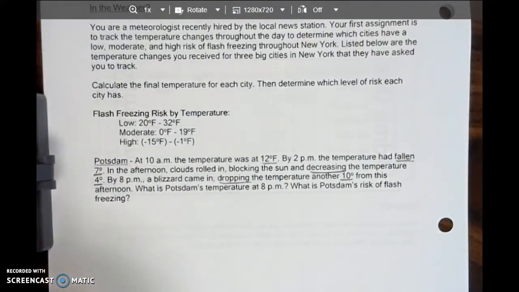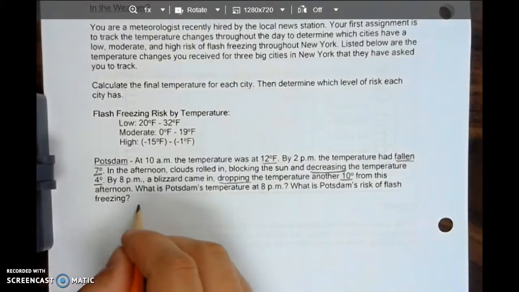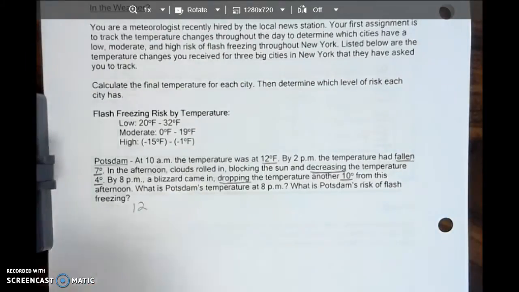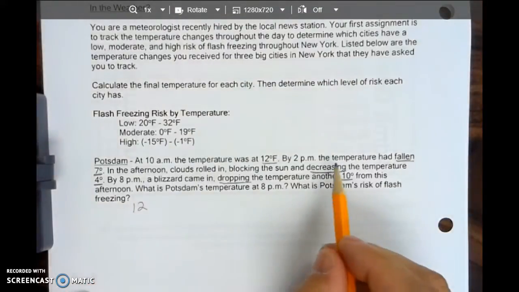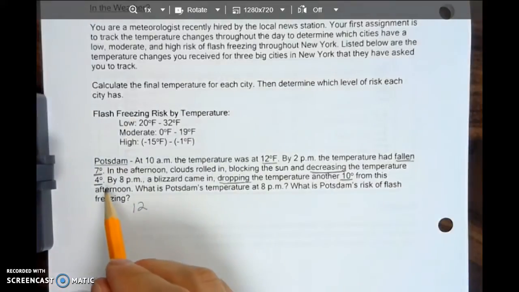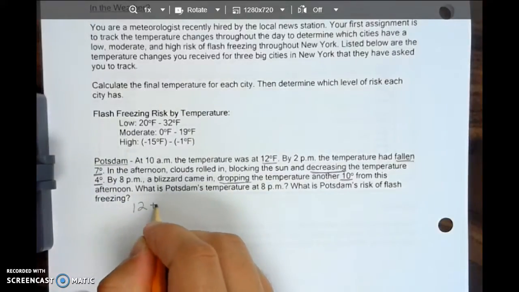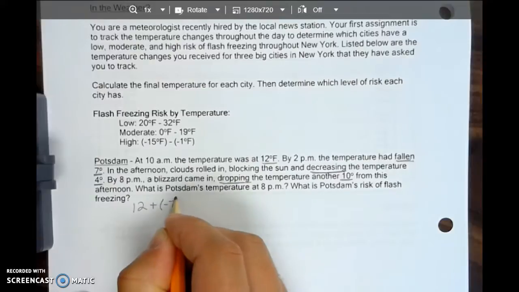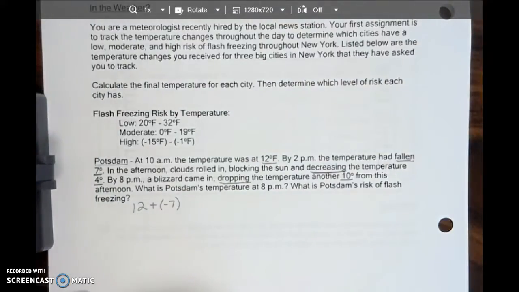So based on these values that they gave us in the problem, we're going to see if we can come up with an addition problem to represent the changes in the temperature. We were told that at 10 a.m. the temperature was 12 degrees. So we're going to start out with the number 12. And then we're told that the temperature had fallen 7 degrees. So we're going to add to that a negative 7 degrees, since the temperature had fallen.